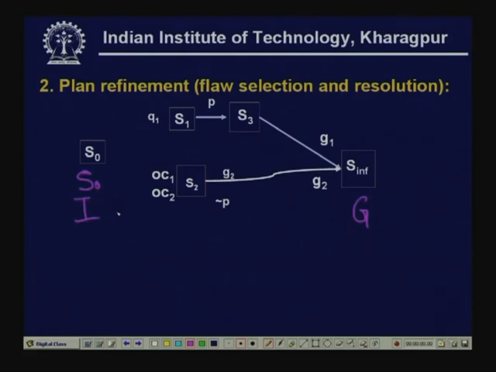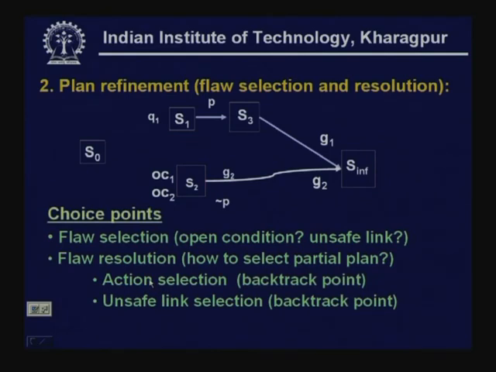Now, there are several flaws in this partial plan. Firstly, there are 3 open preconditions. S1 has the condition Q1, S2 has the conditions OC1 and OC2. Secondly, there are some unsafe links. S2 cannot come between S1 and S3 because S2 deletes P which is required by S3. So, for flaw selection we have several choices. The choices are the open conditions in the plan and the unsafe link.